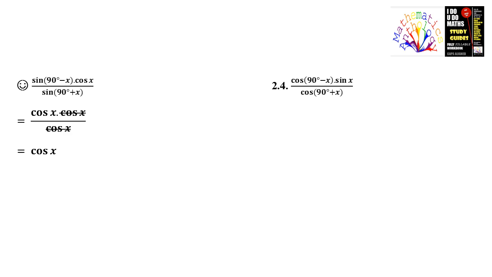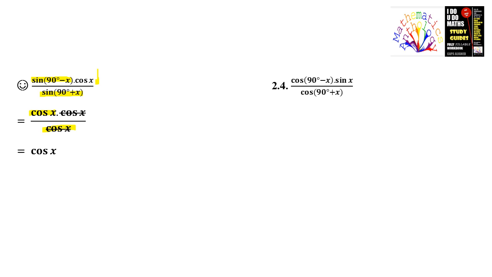Let's try one more. We have sine of 90 minus x times cos x all over sine of 90 plus x. So sine of 90 minus x, we know that that changes to cos x. We'll leave this cos x here alone for now. Sine 90 plus x at the bottom, we know also changes to cos x.